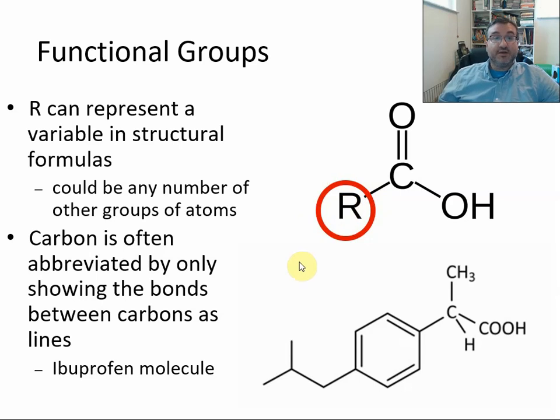Also in the diagrams, carbon is often abbreviated by only showing the bonds between carbons as lines. So here you see an ibuprofen molecule. They show some of the carbon involved, but they also have these vertices, or the points where these lines meet. The lines are chemical bonds, and at the end is carbon. And if it doesn't tell you anything else, you could assume that the carbons have hydrogen atoms bonded wherever there would be room. They just don't show the carbon or hydrogen to simplify the diagram.